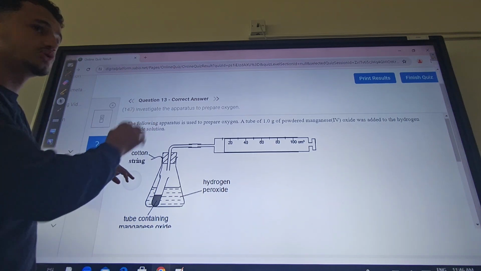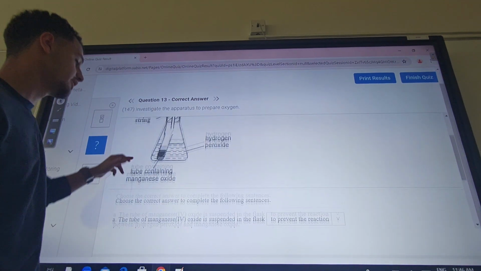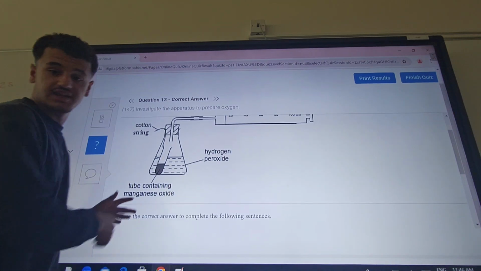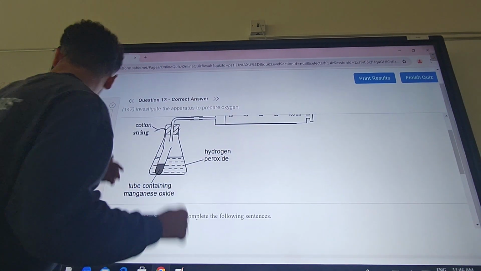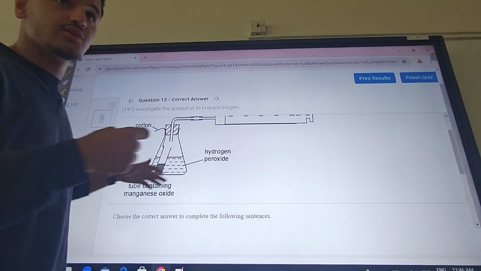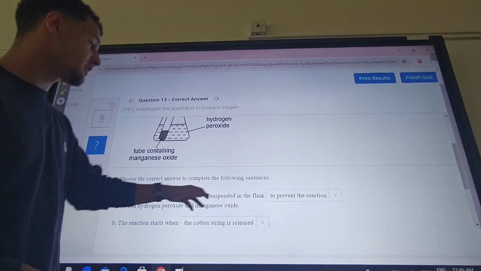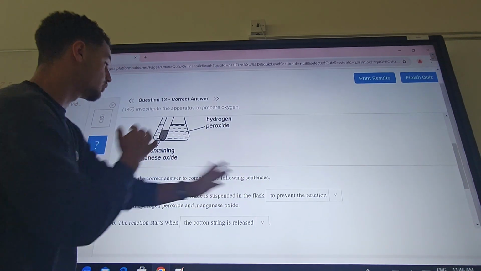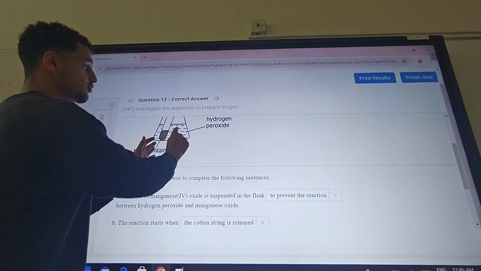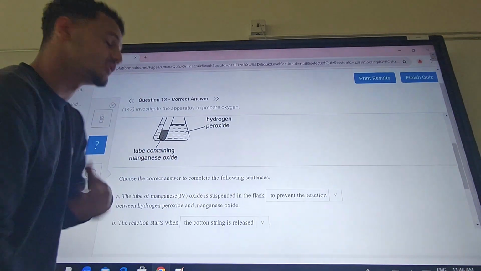The following apparatus is used to prepare oxygen. You have hydrogen peroxide and you have the manganese oxide. For now, manganese oxide is a catalyst. When working with catalysts, you can't allow the catalyst to mix with the solution. Why? Because we don't want a reaction. So here, the tube of manganese oxide is in the flask. Why? Because we want to prevent the reaction between manganese oxide and hydrogen peroxide. It can do its job by just being in the flask. Its only job is to be the catalyst, not to react with it.